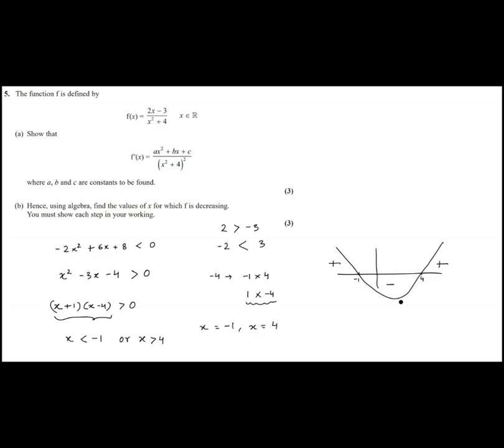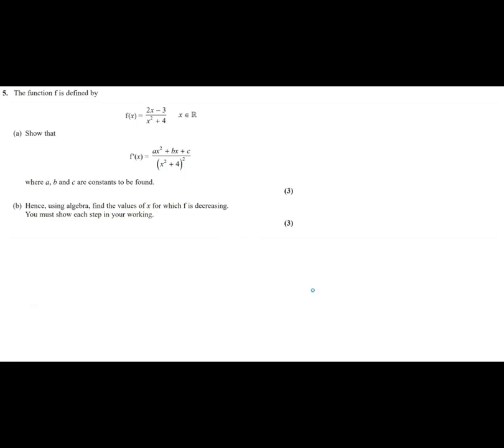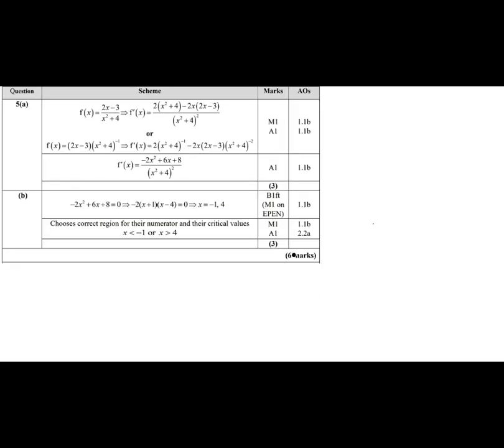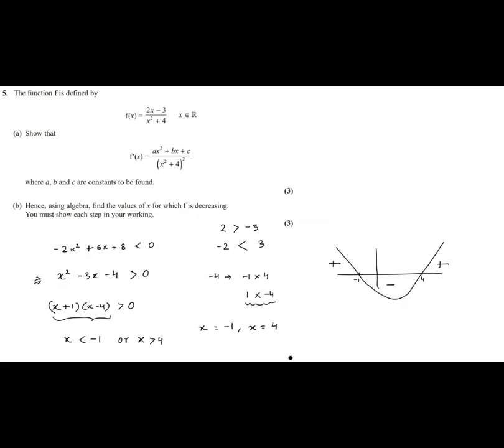Okay, so this is a quick way to draw the graph of the quadratic function. Let's quickly confirm the answers. So I think the answers are here. So minus 3x squared plus 6x plus 8, that's correct. And then either x is less than minus 1 or x is greater than 4. So our answers are correct. Yeah, x is less than minus 1 or x is greater than 4.